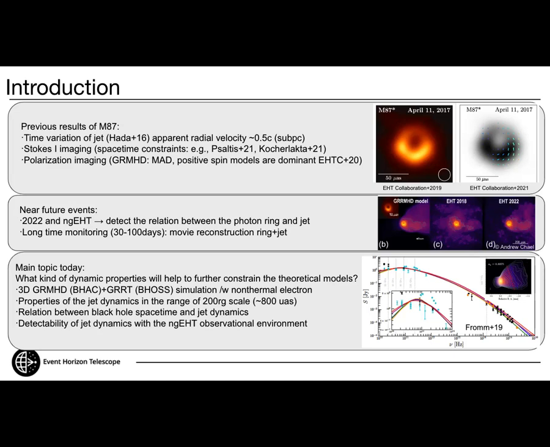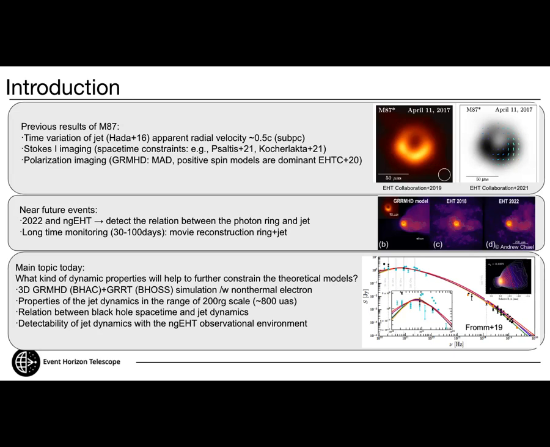This is based on the latest analysis from Andrew Chael, and if we use ngEHT and 2020 UV coverage, we can extract the extended jet components. In addition to these expected updates, long time monitoring for the EHT observation is also expected, which takes about 30 to 100 days, and enables us to obtain the jet dynamics of M87. So for these expected and interesting future events, we would like to talk about the following questions.